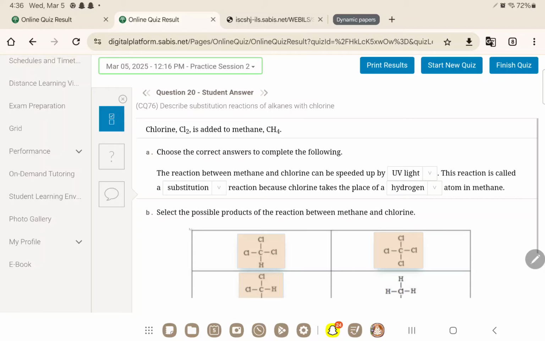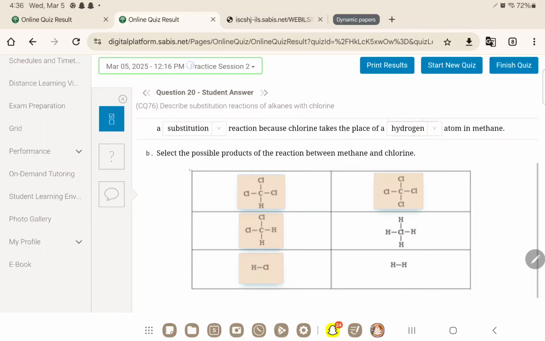Okay, this is the substitution reaction that gets speeded up by UV light, and it substitutes chlorine in place of hydrogen. Now, which of the following is a reaction between methane and chlorine? When you have methane and chlorine, I'm going to draw it. Methane plus Cl.